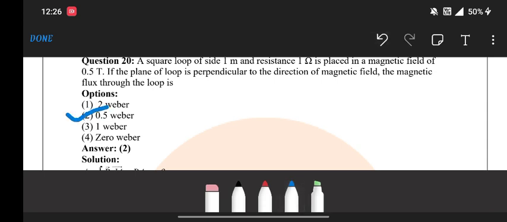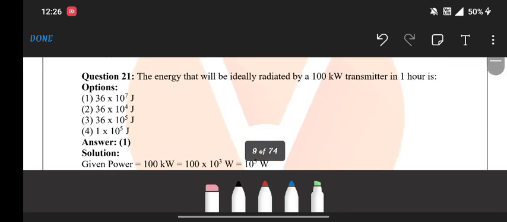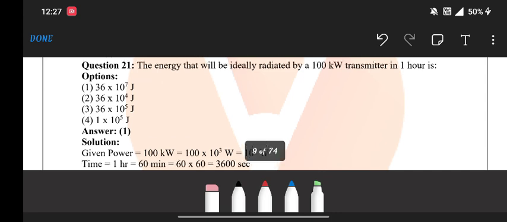Okay, moving on to our next question, that is question number 21. The energy that will be ideally radiated by a 10 kilowatt transmitter in 1 hour is, what? What is the energy that will be ideally radiated by a 10 kilowatt transmitter within 1 hour? Is it 36 into 10 to the power 7 joule, 36 into 10 to the power 4 joule, 36 into 10 to the power 5 joule, or 1 into 10 to the power 5 joule?